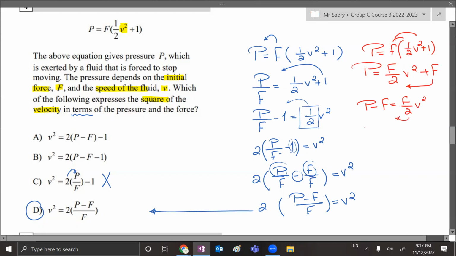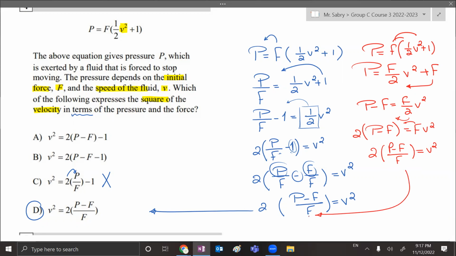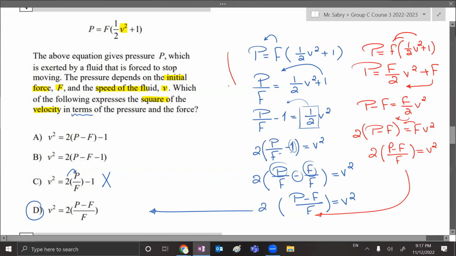I'll move the 2 to the other side by multiplication. So P minus F multiplied by 2 equals F V squared. And then I'll move the F to the other side by division. So 2 times P minus F over F equals V squared. So it gets you to the same answer. Do both ways make sense to you? And if by any chance you did follow the longer method, how do you correct and make sure that your answer is the right one?